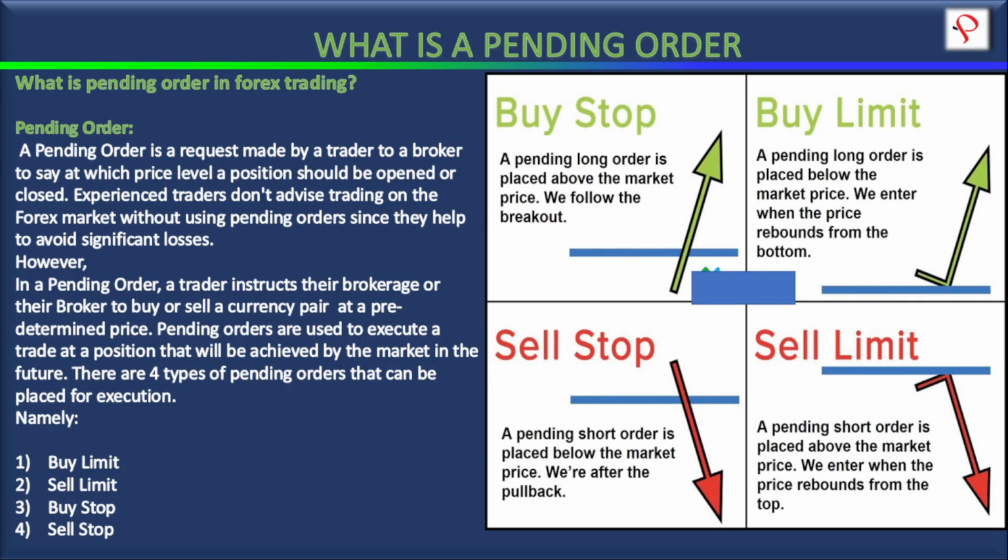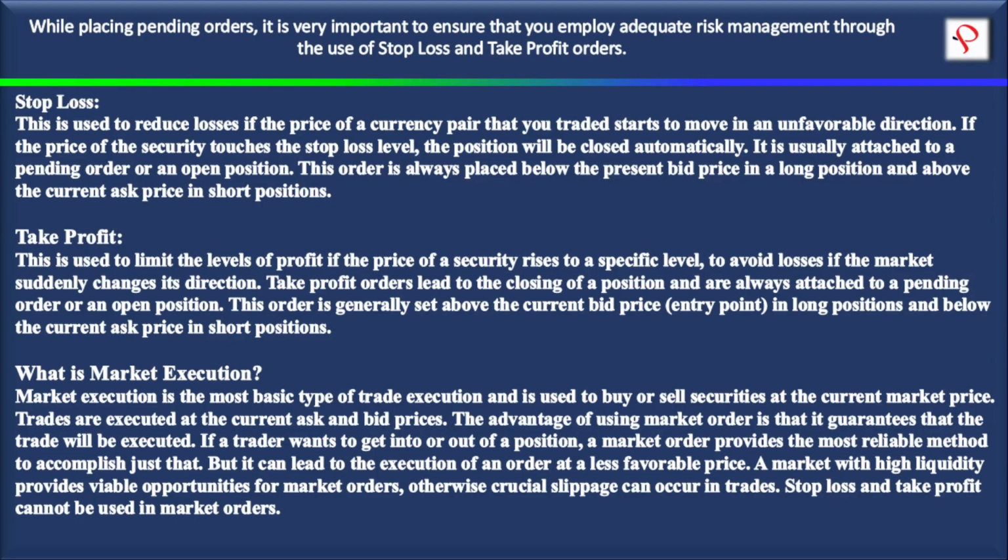There are 4 types of pending orders that can be placed for execution. We have the buy limit, the sell limit, buy stop, and sell stop. Now let me go and explain what they all mean so that you understand these concepts. Is that clear?